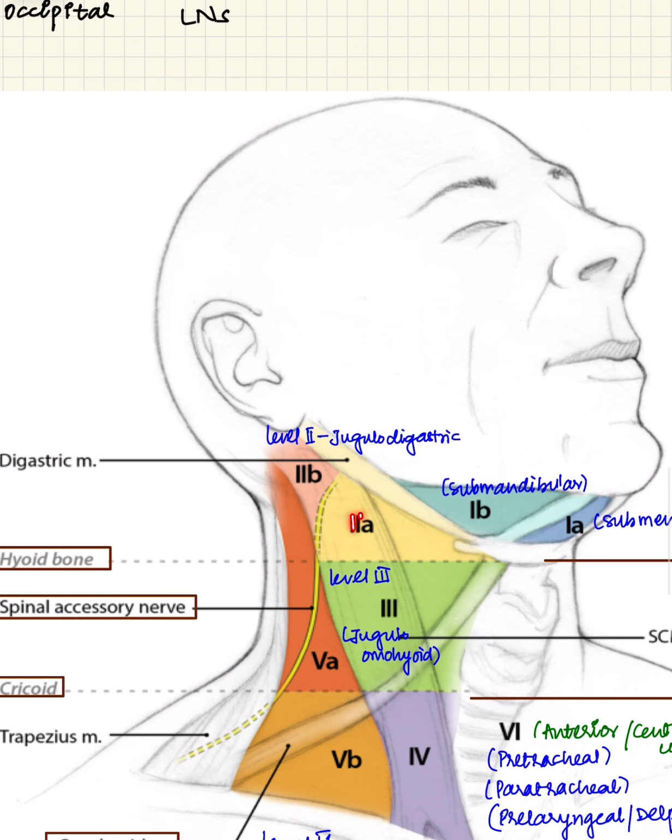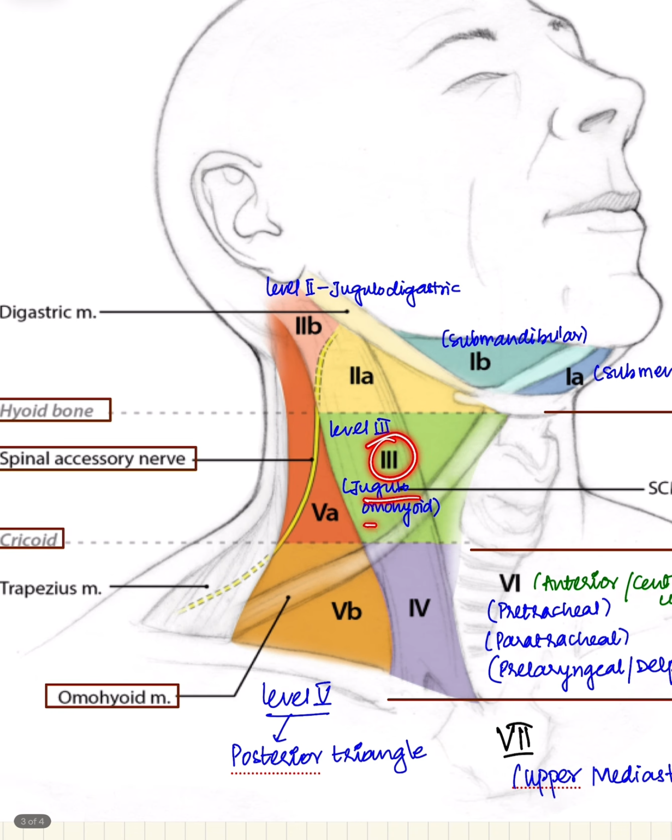Now 2 is divided into 2A and 2B by the spinal accessory nerve, which supplies the trapezius. So 2A lies anterior to the spinal accessory, and 2B lies posterior to it. Group number 2 is also known as jugulo-digastric. 3 is also known as jugulo-omohyoid, and then the fourth group of lymph nodes.